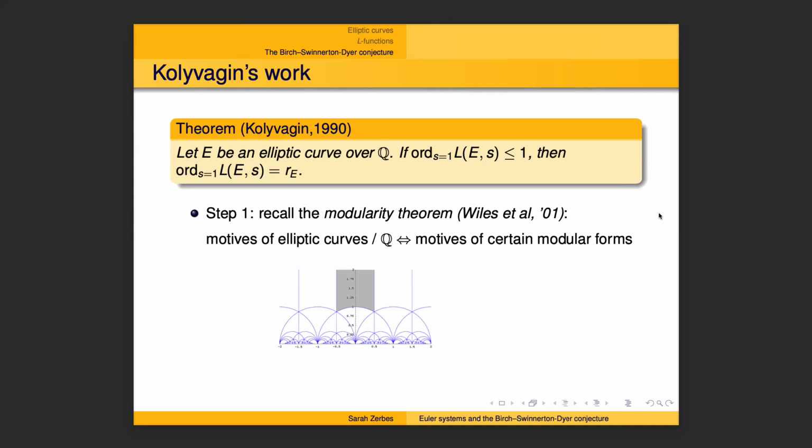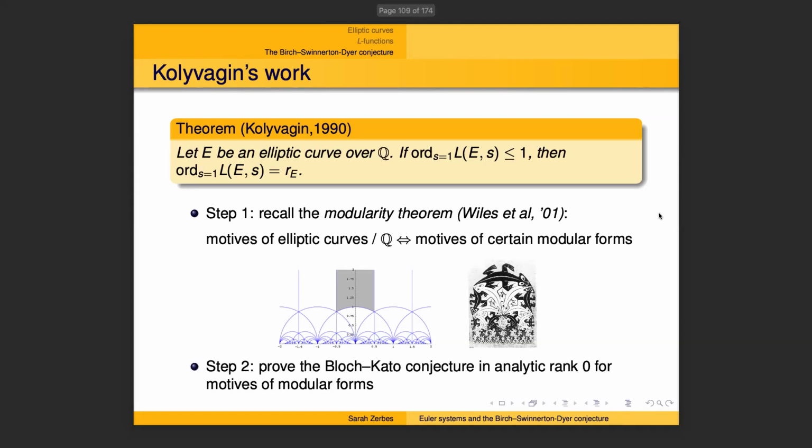These symmetries are illustrated by this tessellation of the complex upper half plane. Well, maybe that looks familiar. In this case, you may be thinking of Escher's lizards, which tessellate the complex upper half plane in a very similar way. So you can use this modularity theorem to replace elliptic curves by modular forms. In other words, it is sufficient to prove the Bloch-Kato conjecture in analytic rank 0, so when the L-value does not vanish, for the motives of modular forms.